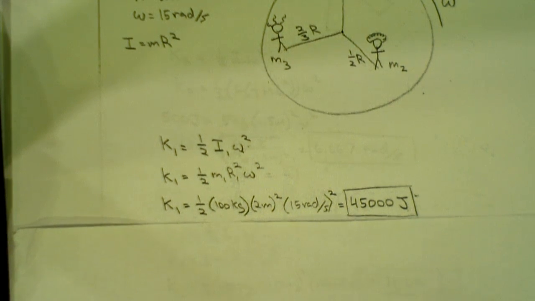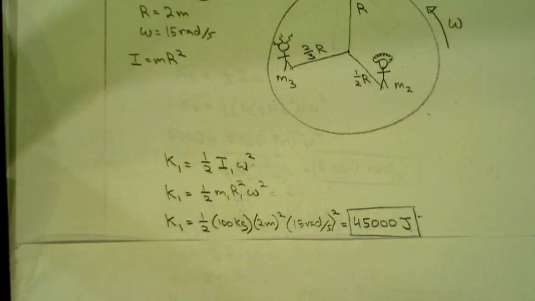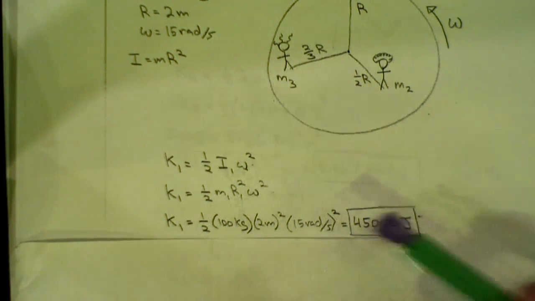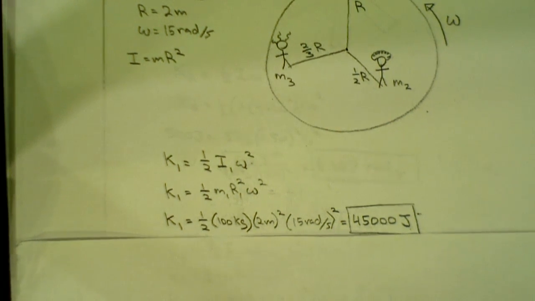Also note that for the sake of energy, it doesn't matter if you put in a negative or a positive omega, because when you square it, it's always going to be positive. So there's always going to be a positive kinetic energy.